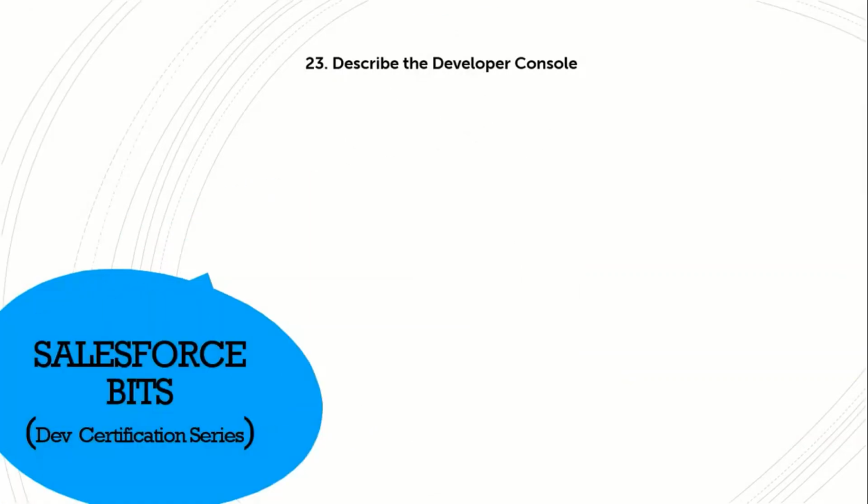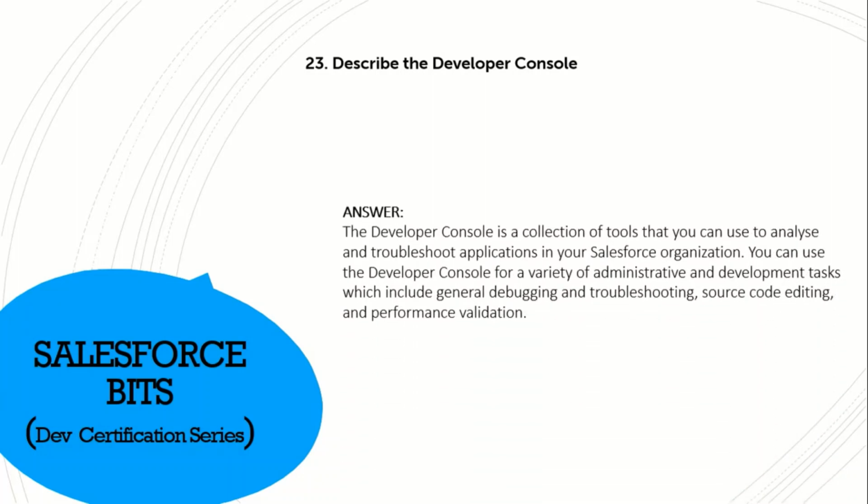Describe the developer console. You can find a suitable answer for this by going through all the options. I have a short description for this, which says we can do all the administrative and the development tasks, including debugging and troubleshooting, source code editing and performance validation. You can even generate the logs and see that's part of troubleshooting, yes.